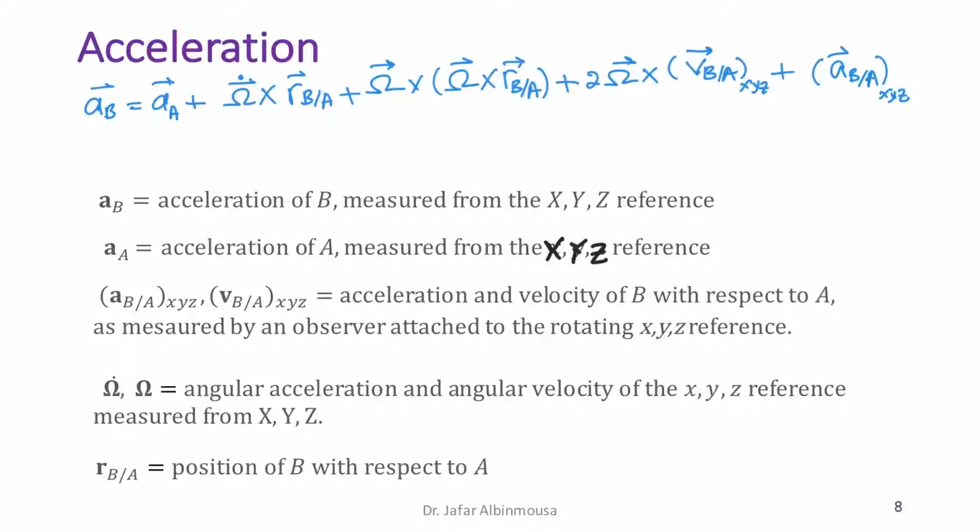Now, also we have capital omega dot and capital omega. Those are the angular acceleration and angular velocity of the local coordinate system. So it's the rotation of the local coordinate system as measured from the capital frame of reference, which is the fixed frame of reference. And finally, we have the position of B with respect to A represented by R_B with respect to A.